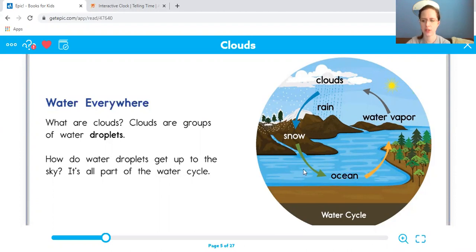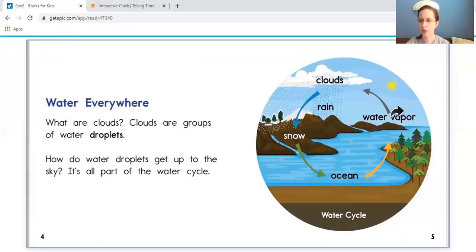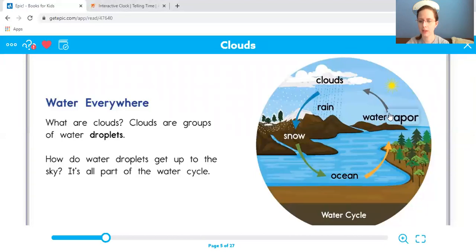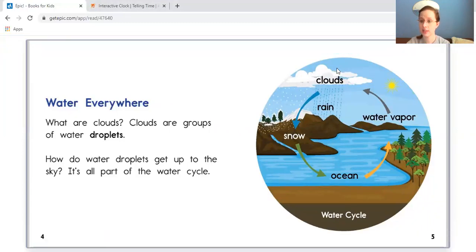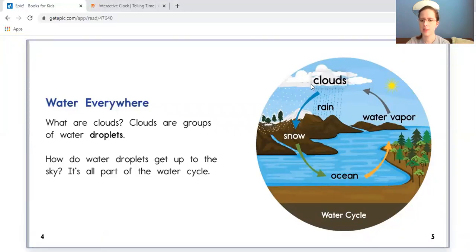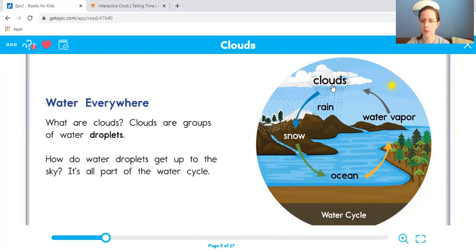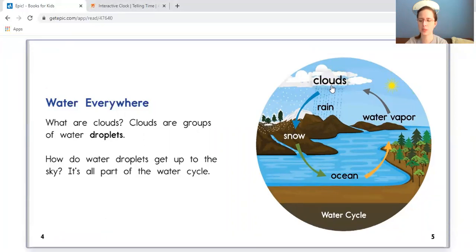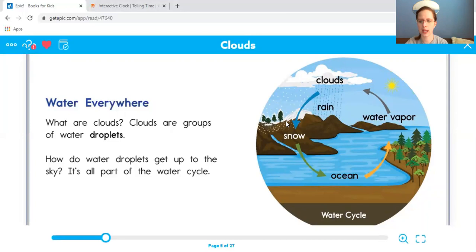So here's the water cycle. So it may start in a body of water like the ocean. It will evaporate into water vapor, like we've talked about steam being a vapor, right? When the water goes up into the air. Then it will cool down and condense and become clouds, forming condensation. And then when the clouds get heavy enough, it will precipitate, precipitation, in the form of rain, snow, hail, or sleet.